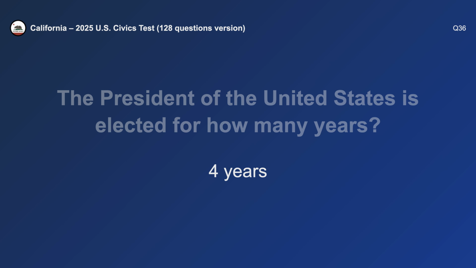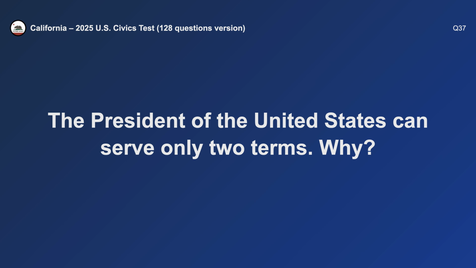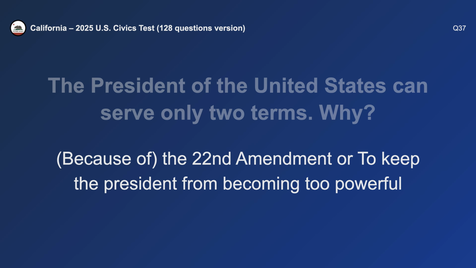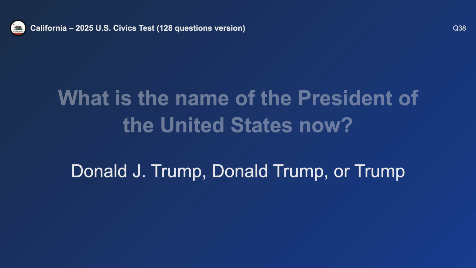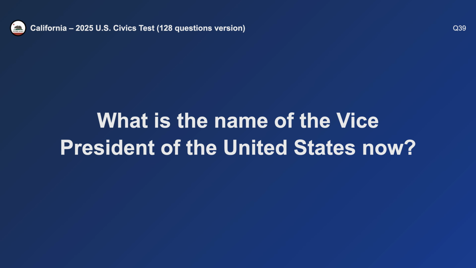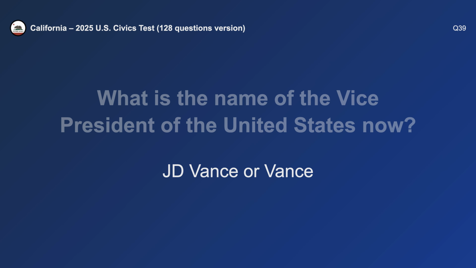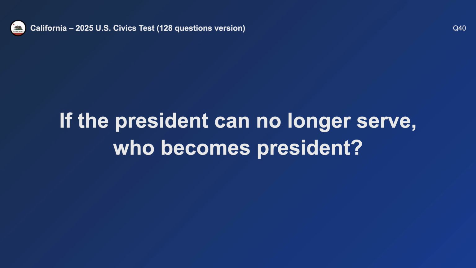The President of the United States is elected for how many years? 4 years. The President of the United States can serve only 2 terms. Why? To keep the President from becoming too powerful. What is the name of the President of the United States now? Donald Trump. What is the name of the Vice President of the United States now? J.D. Vance.